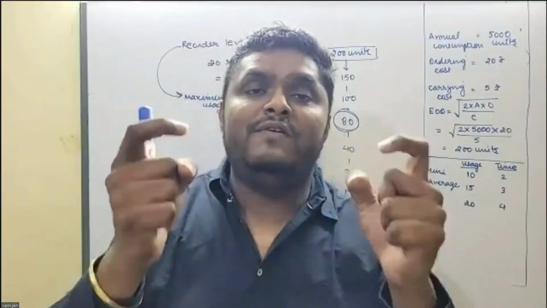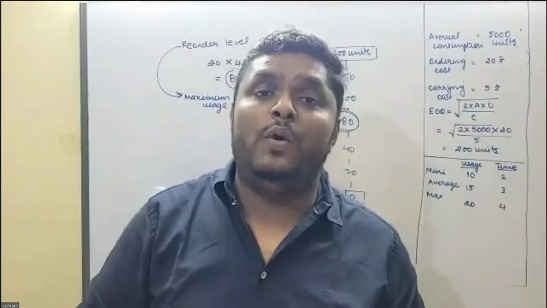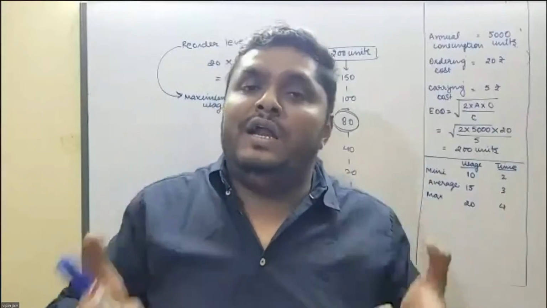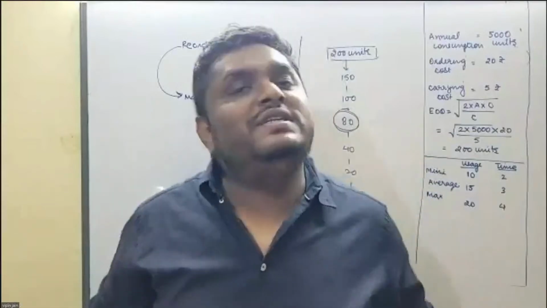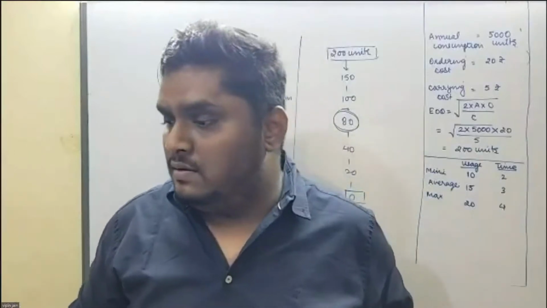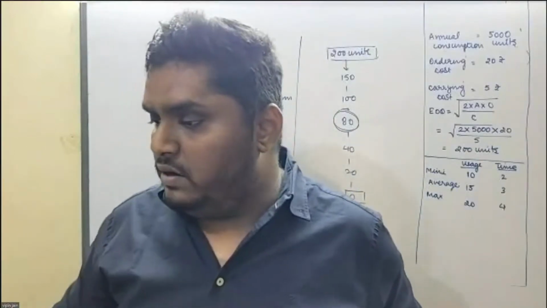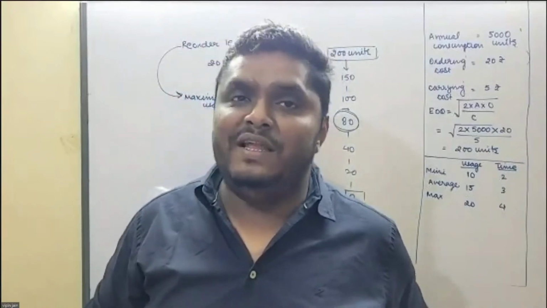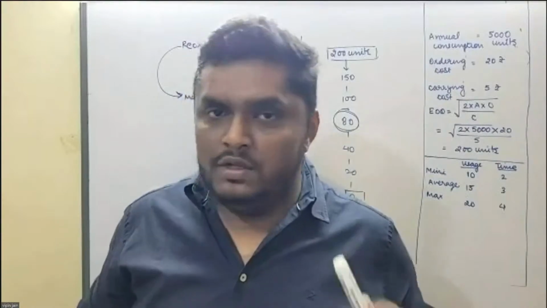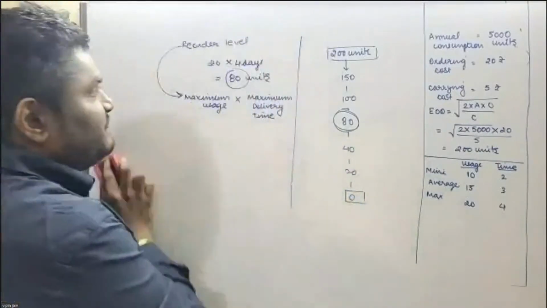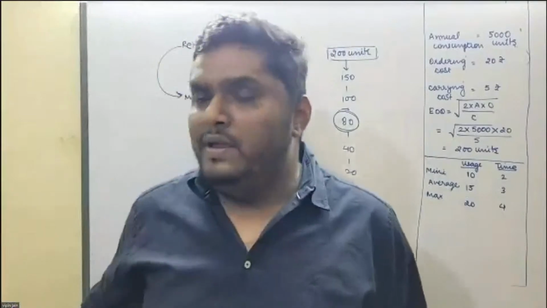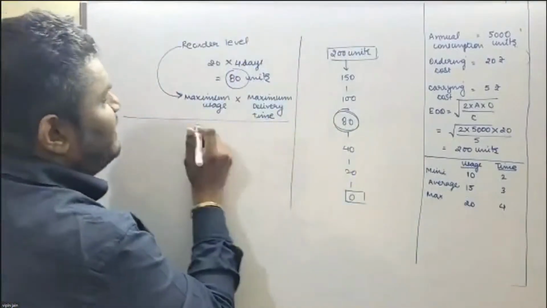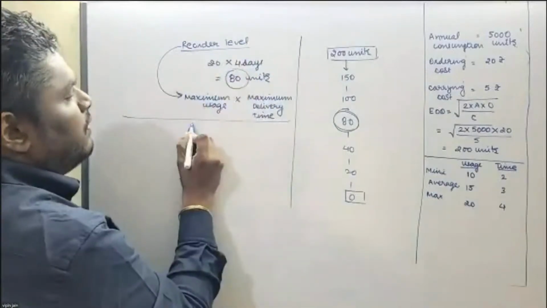Try to remember the formula. Don't try to remember the formulas. Try to remember the concept. Why we are doing this. If you start doing this, costing is the easiest subject of the syllabus. So focus more on concepts rather than formulas. Let's proceed further, guys. I hope you are thorough with reorder level. Now let's start with the next part, that is maximum level.